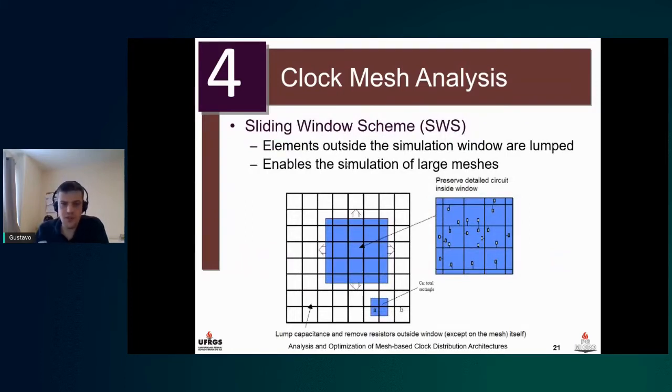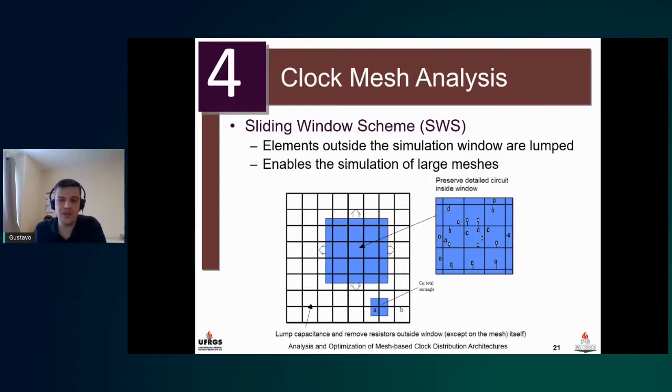So the work that I have contributed to is called the sliding window scheme. So this is an idea that is trying to reduce the number of elements that we need to feed the electrical simulator in order to have an accurate but slightly faster simulation of the clock network. So we can think of the extreme case where you can take a clock mesh and say, look, I don't want to break my wires, and I will just lump all my clock sinks and put them in the crossing points of the clock mesh.